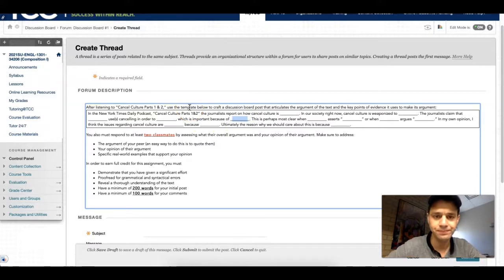What's the point? This is perhaps most clear when blank, give me a person there, asserts blank. So that might be the name of the journalist or someone they're quoting in the podcast. Give me a quote that they actually say, right? Or when blank, another person argues blank. So notice that you're actually using quotes from the podcast. So you may want to look at the transcript. You may want to listen with a notepad and pen and jot down different quotes.